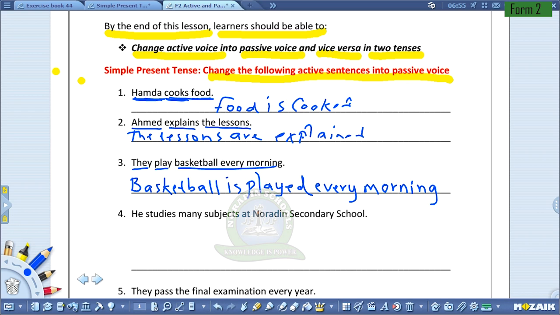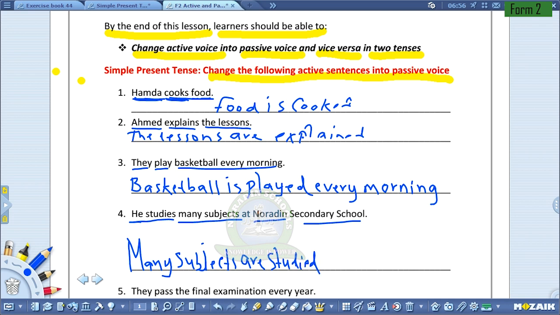Number four, he studies many subjects at Nuruddin Secondary School. Here is the subject, this is the verb, and this is the object. So we can start like this: many subjects. This is plural, so we are using are. Many subjects are studied at Nuruddin Secondary School.